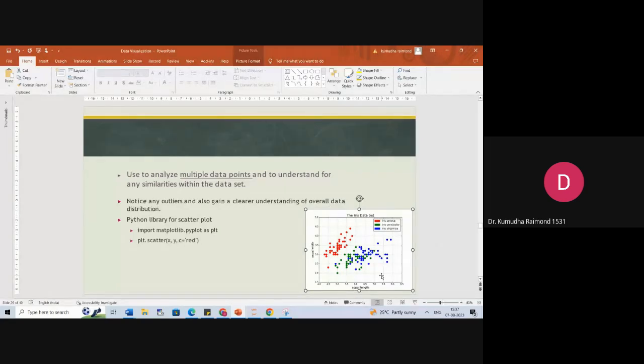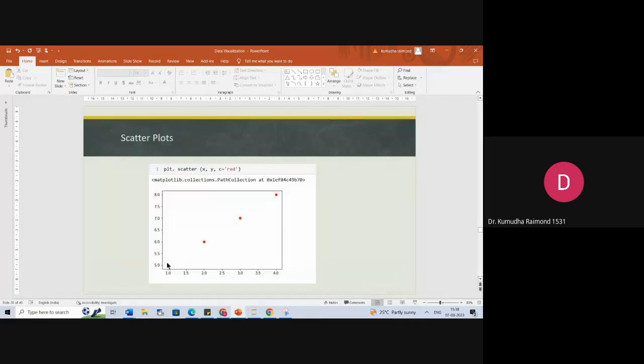Using this particular scatter plot, you can see how the data points are. The scatter plot is very helpful to know the distribution of the data, the spread of the data, and any outliers. Everything we can find using this scatter plot. And the command is plt.scatter, within the brackets your x-axis value and the y-axis value and what color you actually want.